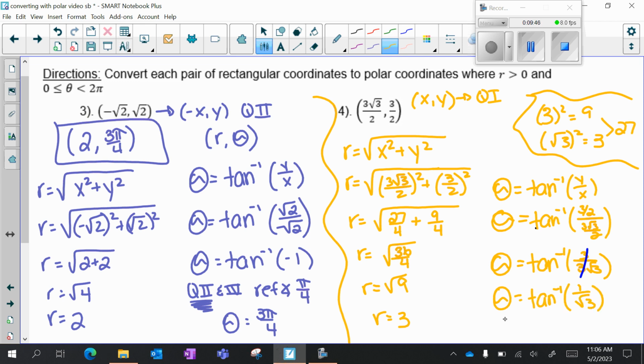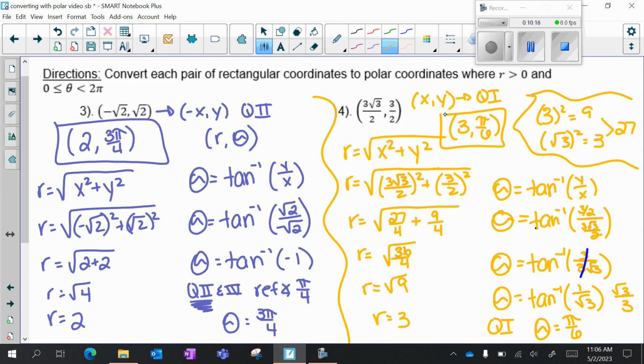It's positive, so we're looking for a quadrant 1 angle. And on my chart, you're looking for when tangent is equal to 1 over rad 3. For those of you that have the chart memorized, that's the same as rad 3 over 3. So you should know that theta is equal to pi over 6 or 30 degrees when tangent is rad 3 over 3. So r was 3, theta is pi over 6. So the polar coordinate point is (3, pi over 6).